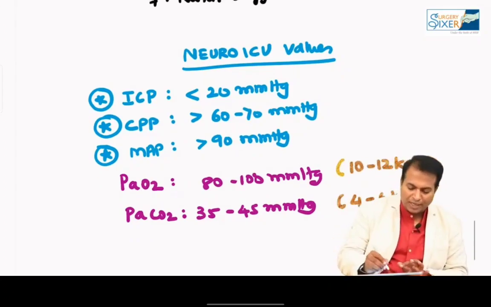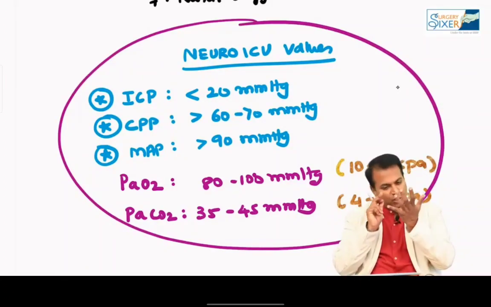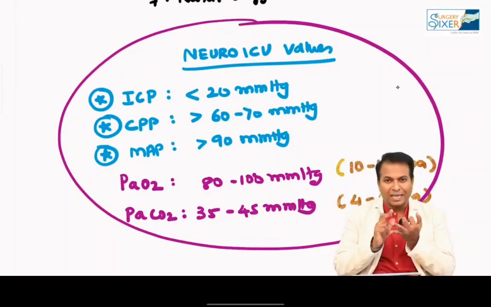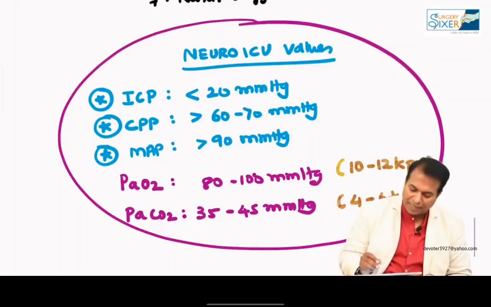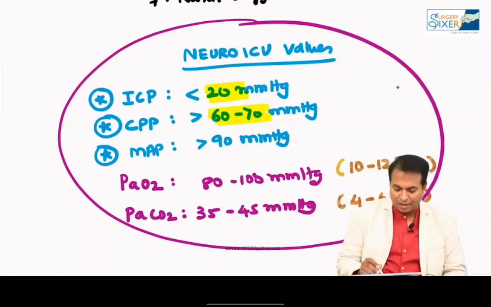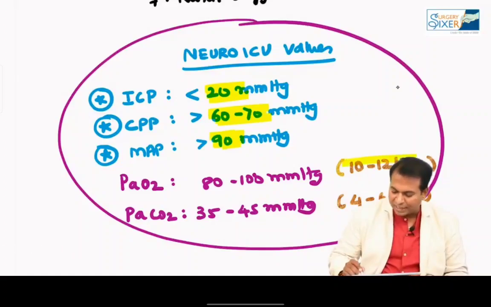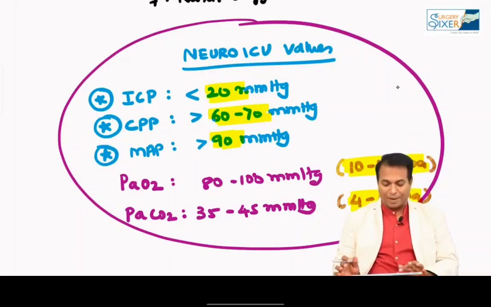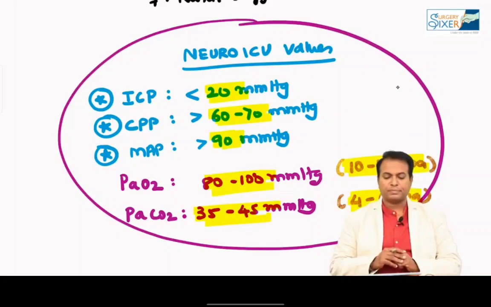So what are the neuro-intensive care unit values you must maintain to have adequate brain perfusion and to prevent hypoxic encephalopathy? Please remember, intracranial pressure should be maintained at less than 20, cerebral perfusion pressure more than 70, mean arterial pressure more than 90, partial pressure of oxygen at 10 to 12 kilopascal, and PaCO2 at 4 to 6 kilopascal, otherwise 35 to 45 and 80 to 100. This is very important in trauma.